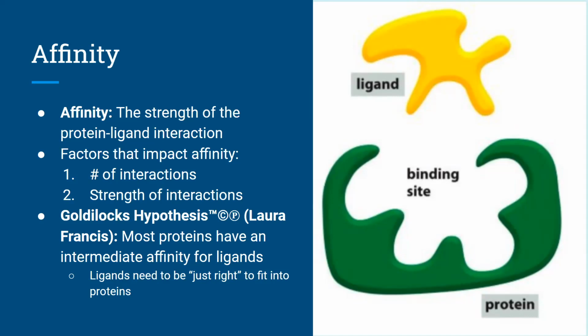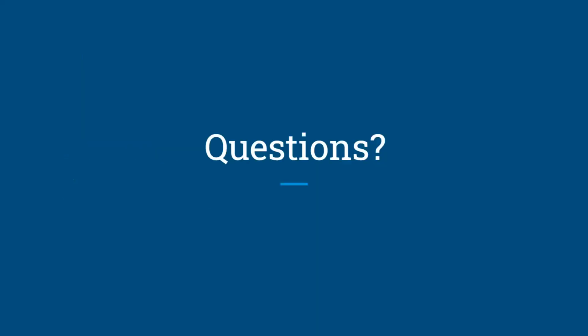And then Laura likes to use this hypothesis called the Goldilocks hypothesis, where ligands need to be just right to fit into those binding pockets because they need every interaction to be super specific. So that's the big takeaway: every interaction is so specialized that when you change one amino acid, it might not look like much, but it'll change everything. All right, problem set time.